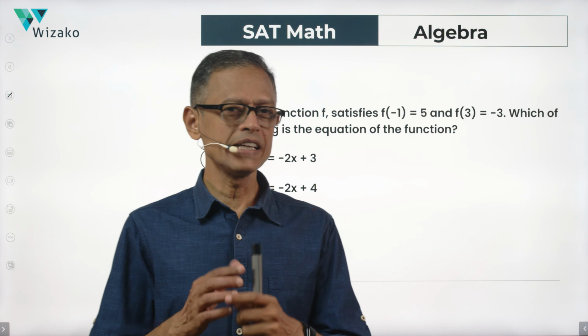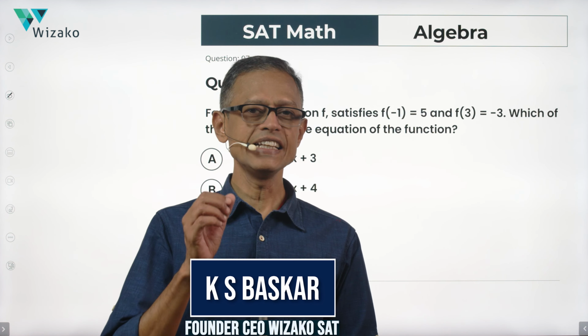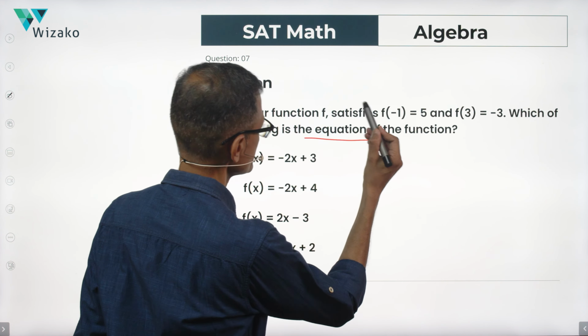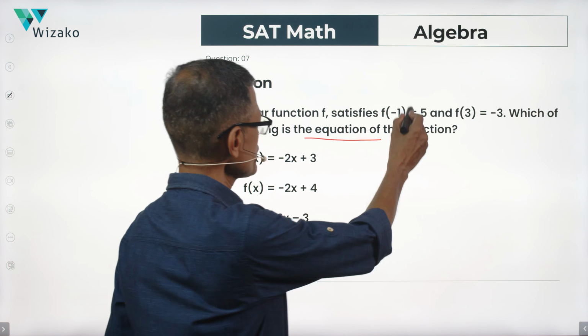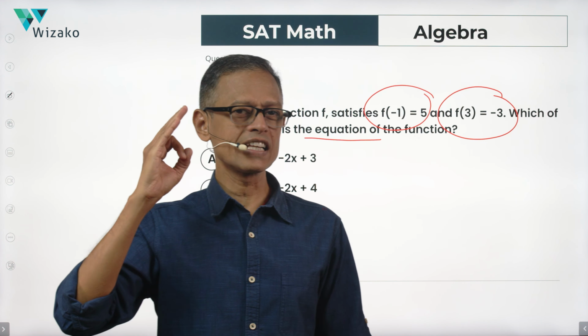Hey all, this is a medium difficulty question. It's a SAT math practice question from linear algebra, a linear functions question. The objective is to find out which of the following is the equation of the function. We have some information about the function provided here, right? Solving this question entails 3 steps.